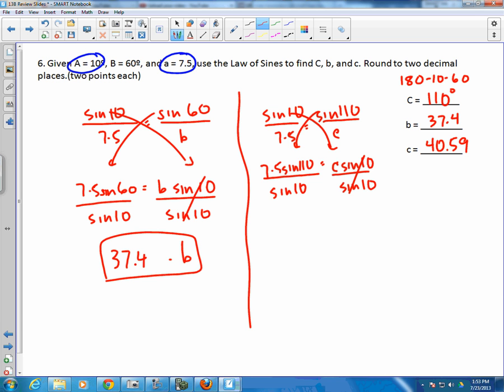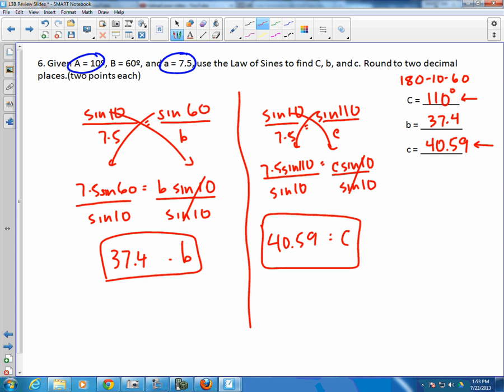All right, and my tip to you here is to take a quick check. Okay, so then I got C is 40.59. Take a quick check and look at what you got. Is your biggest side opposite your biggest angle? My biggest angle is C. My biggest side is C.